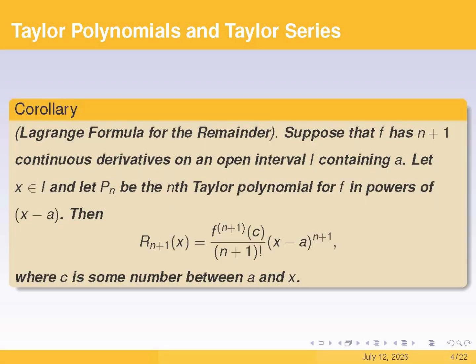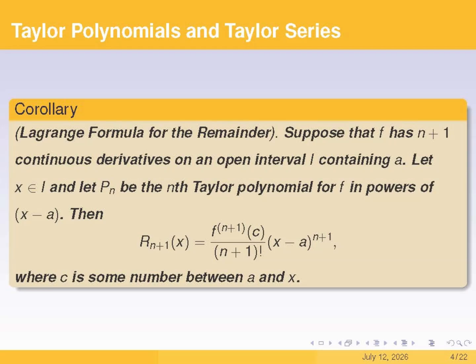Earlier, we saw that the remainder term r sub n plus 1 was written as an integral. Now, this slide shows us that we can actually write the remainder without using an integral at all, just like you see in the second to last line. The number c in this formula is some value between x and a, but we cannot pinpoint its exact value.